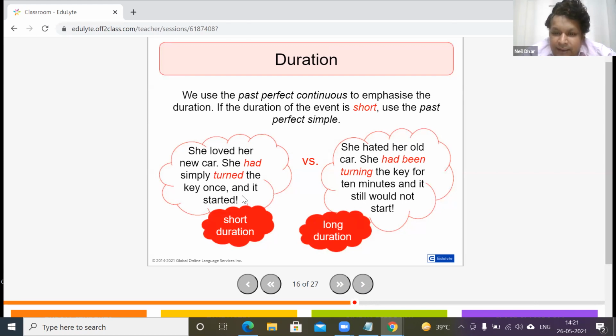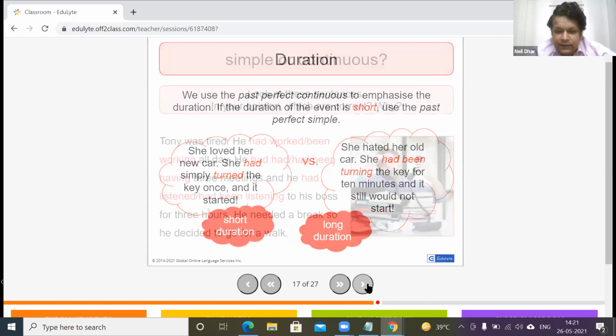She hated her old car. She had been turning the key for 10 minutes and it still would not start, which means she was doing the same activity but for a period of 10 minutes. Is it a longer duration? Yes. So this one, had turned, is past perfect simple or simple past tense. And this one is past perfect continuous, which means it was a continuous event or a longer duration event. The right technical word: this is a short duration event, this is a longer duration event.